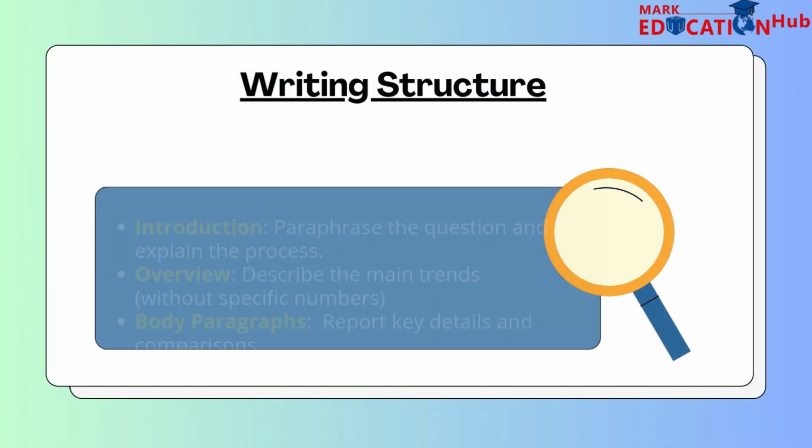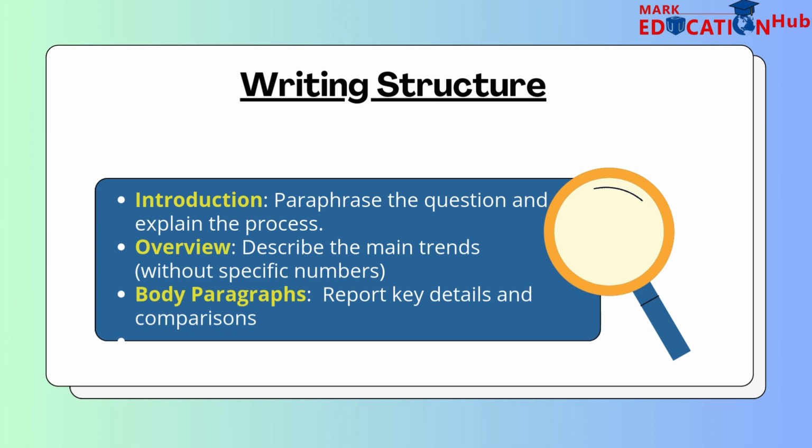To write a well-structured response for IELTS Writing Task 1, you need to follow a clear and logical format. Start with the introduction, where you paraphrase the question and briefly explain what the table represents. Avoid copying the prompt directly. Use synonyms and different sentence structures to rephrase it effectively.